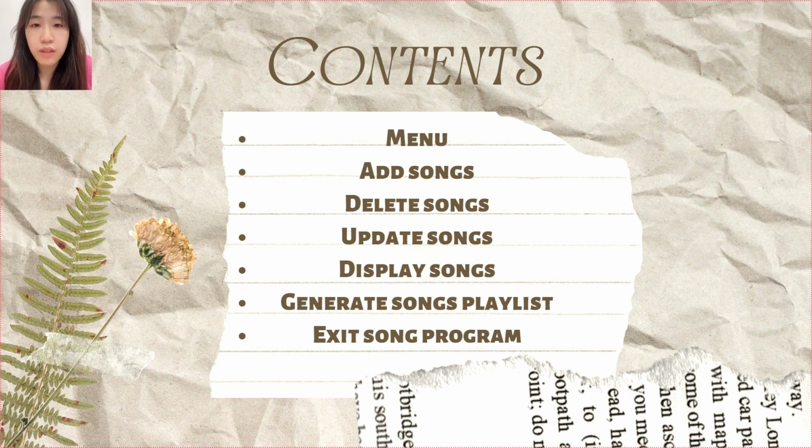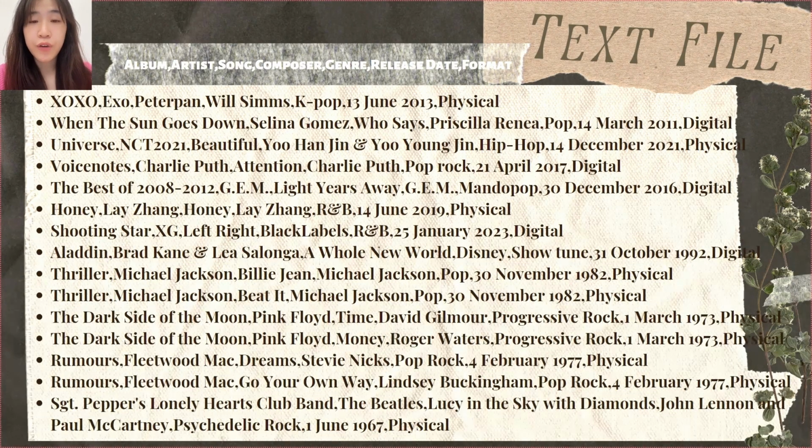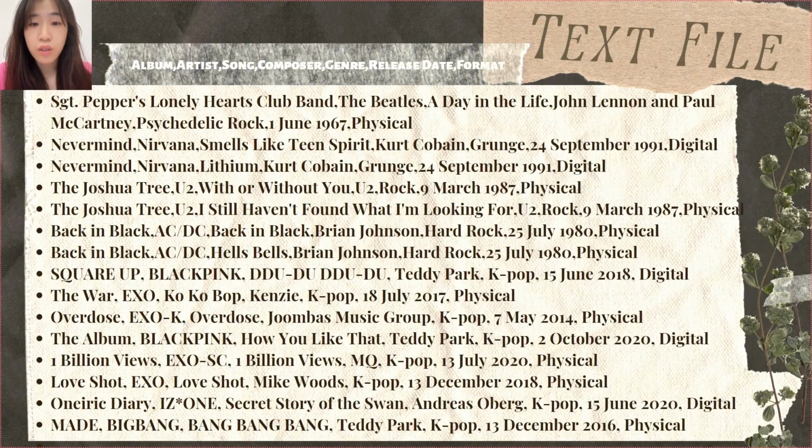Okay, then this will be my contents. Menu: add song, delete songs, update songs, display songs, generate song playlist, exit the program. And next will be my text file. At first, I will create a text file storing a list of 8 albums and up to 20 songs in it. Every song is stored according to album, artist, song, composer, genre, release date, format of digital or physical. So I will create the text file and store the songs into it.